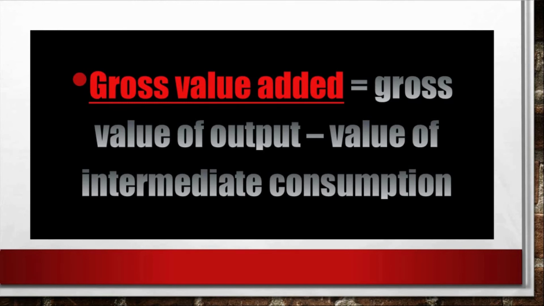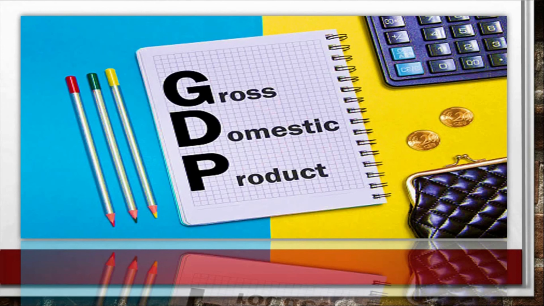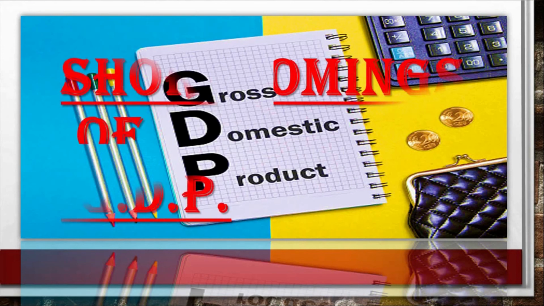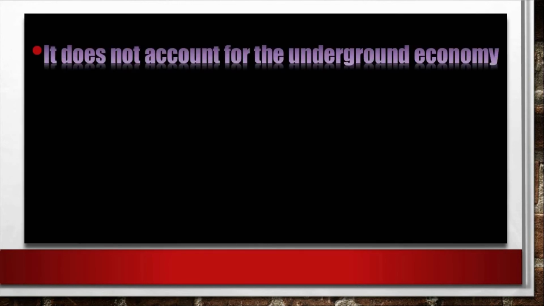So there are certain drawbacks of the GDP, some criticisms of GDP as a measure of economic output. Let's check them. The first, it does not account for the underground economy. GDP relies on official data, so it does not take into account the extent of the underground economy, which can be significant in some nations.